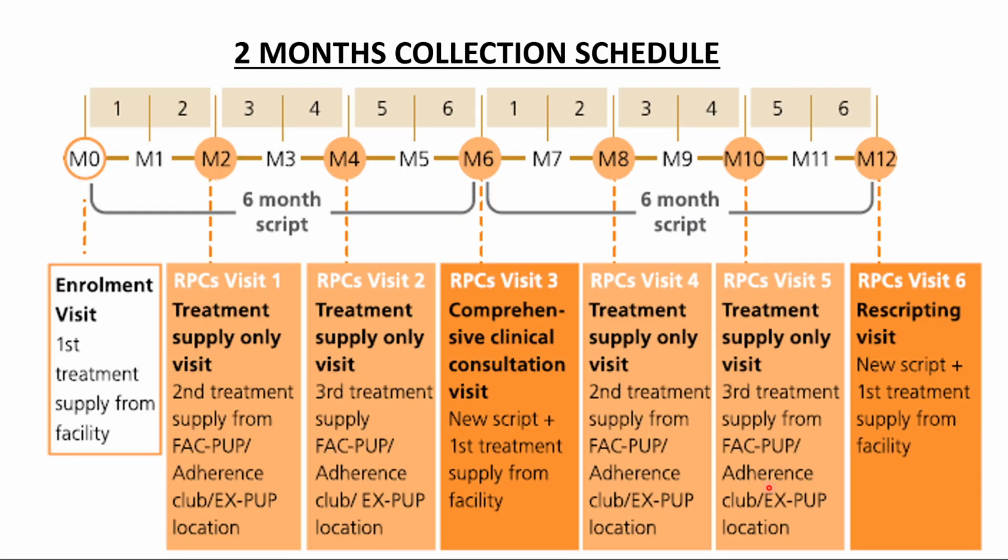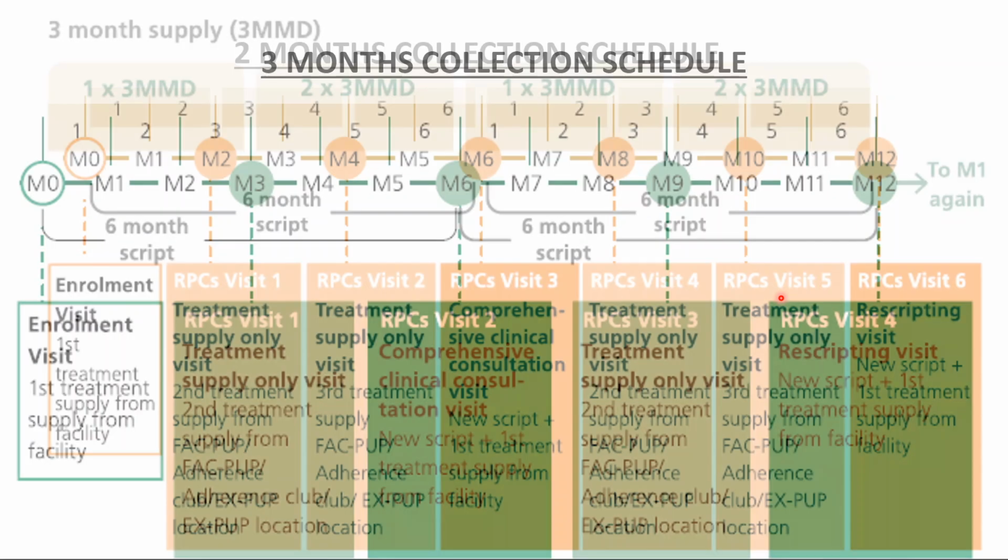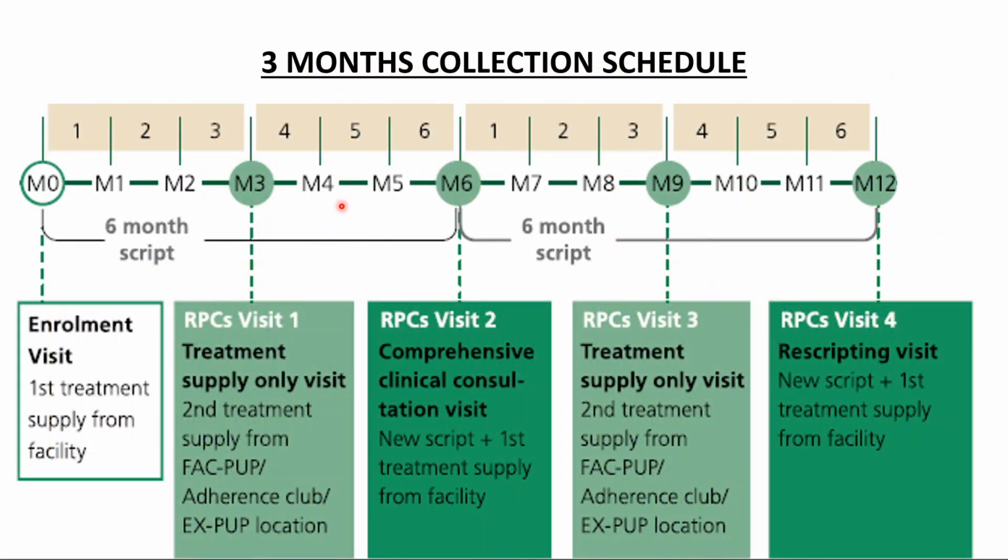We said in a 2 months one, they will go for pick up 1, 2. Let's say the script is for a year: 1, 2, 3, 4, 5. They will pick up and they will go to a facility. On a 3 months, the script is for a year. They will pick up 3 times and they will go to a clinic. Remember, these pickup schedules are the same for all modalities: facility pickup, adherence club, or external pickup point.